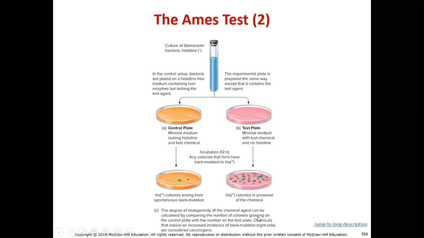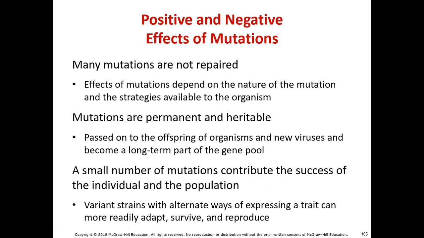You compare the number of colonies growing on the control plate, which is this plate, just has a few colonies. And you compare that to the test plate that has the actual chemical. So many mutations are not repaired. Effects of mutations depend on the nature of the mutation and the strategies available to the organism.